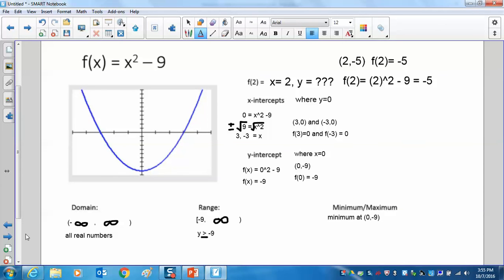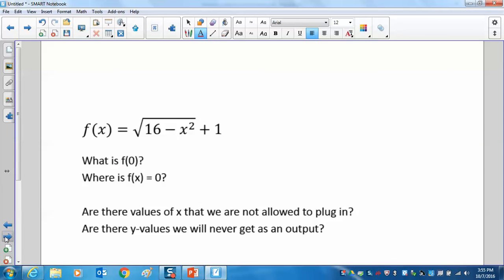All right, let's try a slightly harder function. This is a funky one: the square root of 16 minus x squared, and that whole quantity plus 1. When we're evaluating this, we need to ask ourselves certain questions. What happens when we plug 0 in for x? What is f of 0?